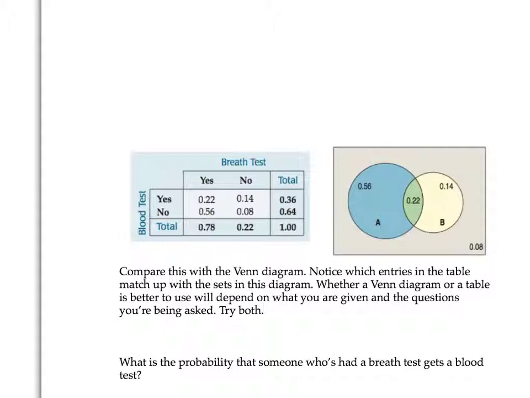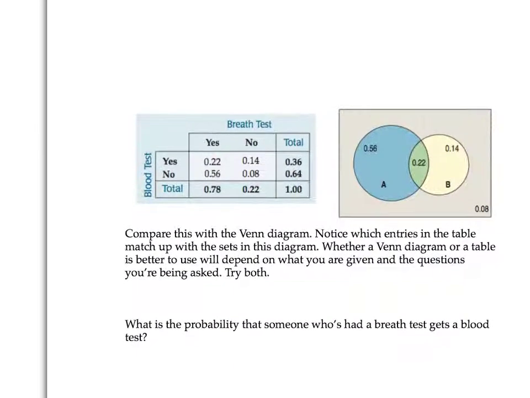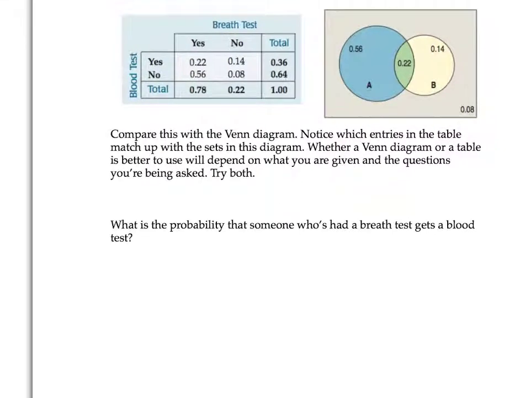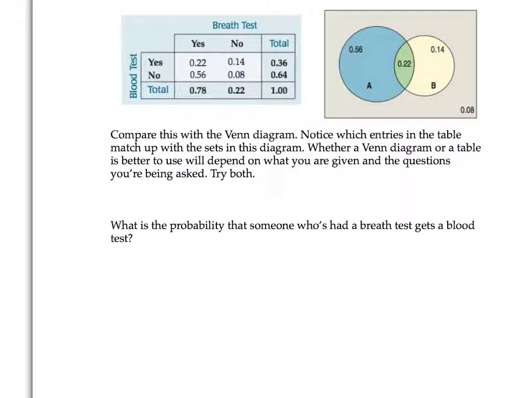Sometimes you got to try both. Yep, I got my table right. Yay. The question, though, is what's the probability that someone who's had a breath test gets a blood test? And for me, in that kind of question, conditional probability, the table is much easier.